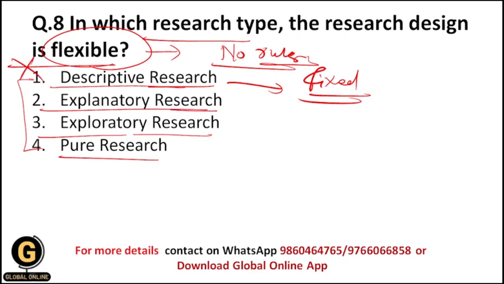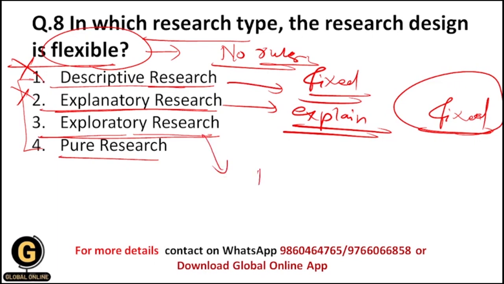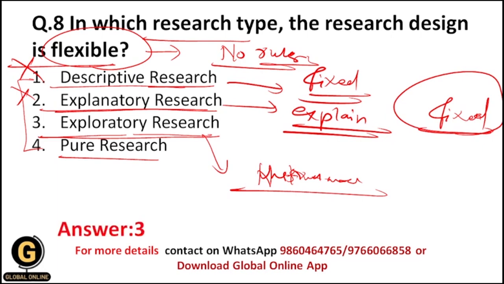In the explanatory research design, we are going to explain the relationship between the variables as it is, and that's why this is also a fixed research design, so this option also gets eliminated. Within the exploratory research design, as I have told you earlier in this video, this is unstructured and there is no rule to deal with it, and that's why this is a flexible research design. So the correct answer to this question is third.